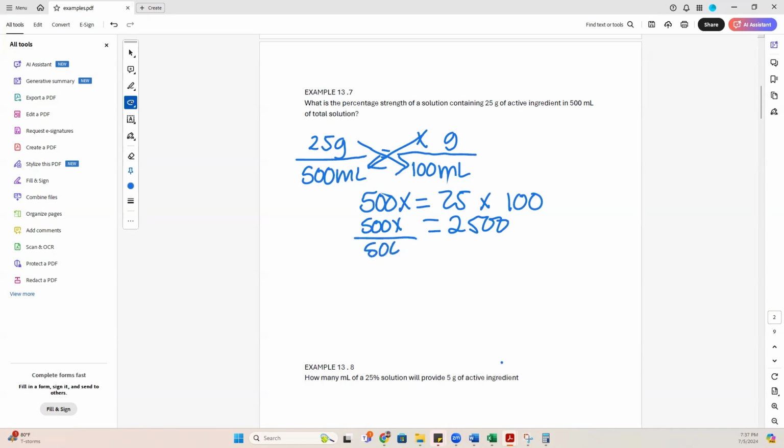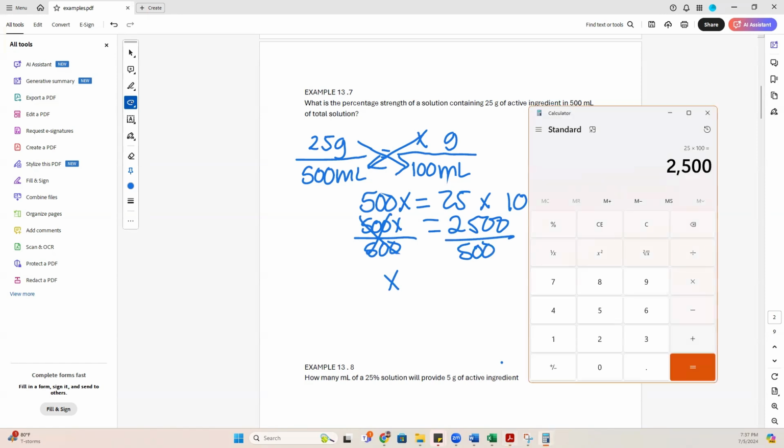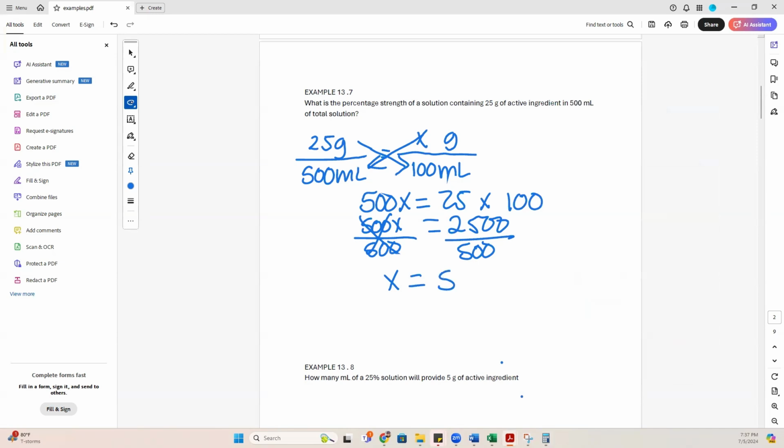We want to get X alone, so we're going to divide each side by 500, which is going to be 5. So we find out that the percentage strength is 5%, because it is over 100. So that's 5 grams over 100 ml, which we know, what we've been doing in all these examples. That is the same thing as 5%.